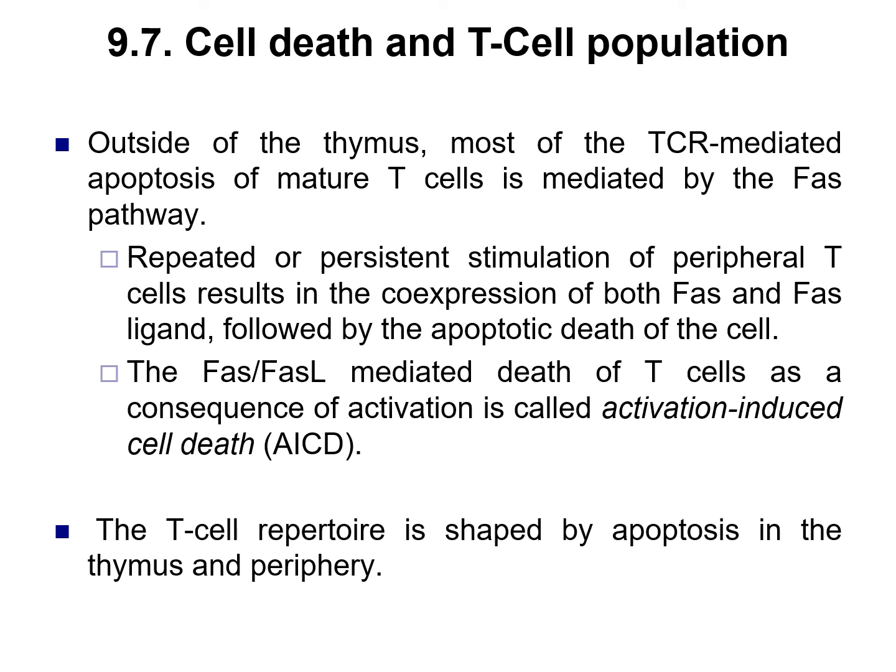So the T cell repertoire is shaped by the apoptosis in the thymus and the periphery. So the kind of cells that survive and are present in the immune system is determined by the activity of the thymus and outside the thymus.